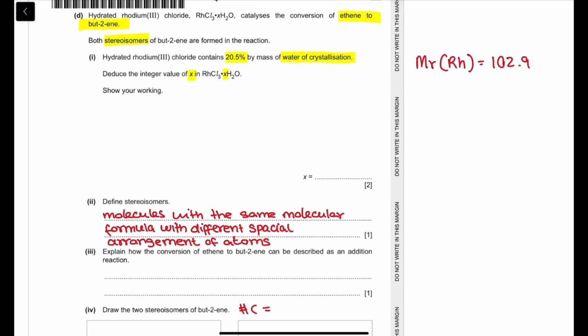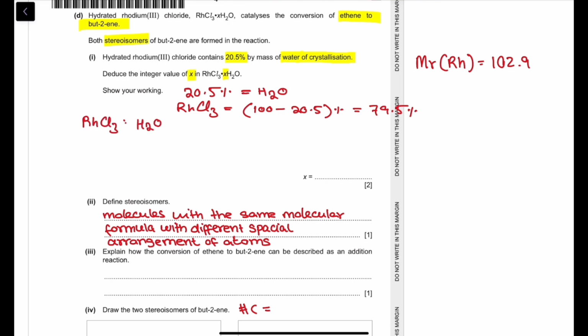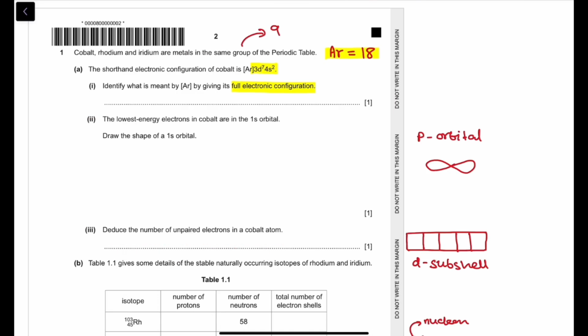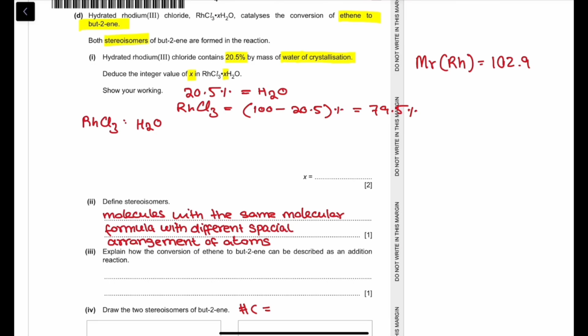Now, with water of crystallization calculations, we're usually comparing the number of moles. So if in this compound 20.5% is water, then RhCl3 is going to be 100 minus 20.5%, which is equivalent to 79.5%. So what we can do is find the molar ratio, RhCl3 to H2O. Percentage by mass is 79.5 for RhCl3, 20.5 for water.